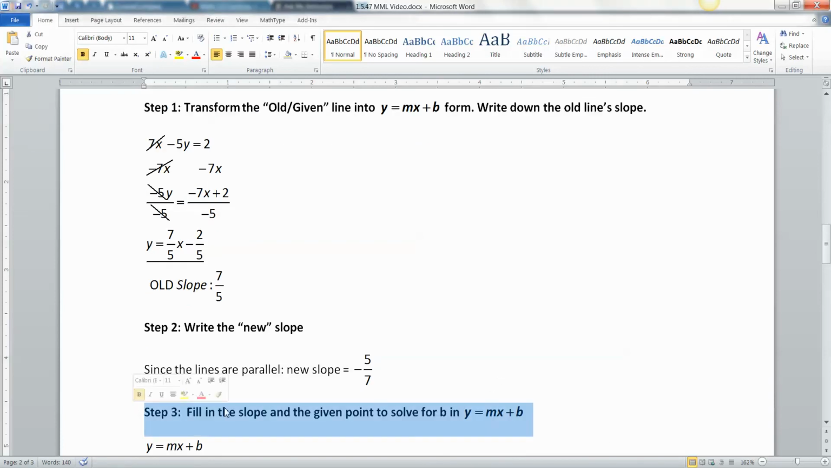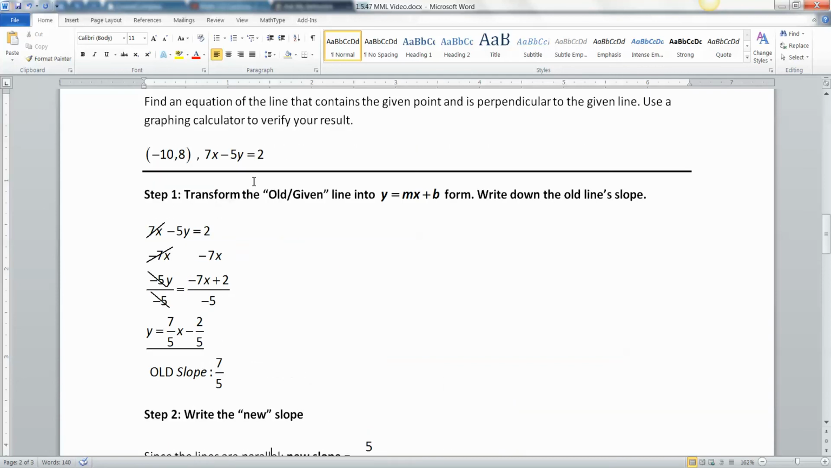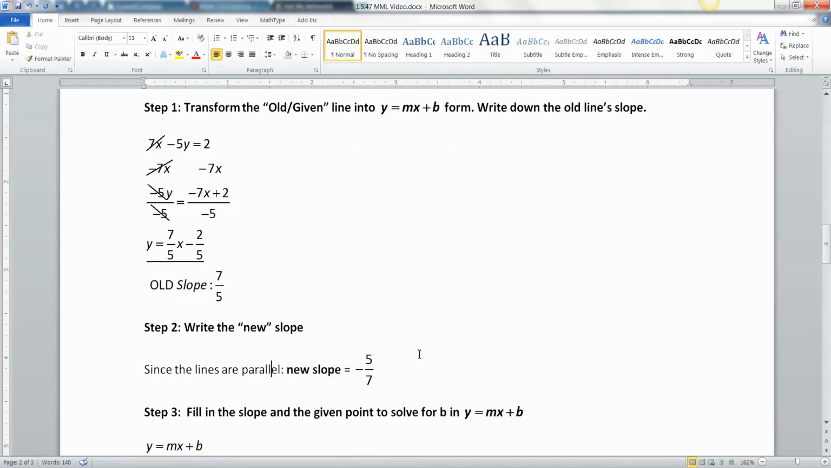Now for the last part, you want to take that slope that you just figured out, your new slope, and put it into the equation y equals mx plus b, along with the point that you were given for x and y, -10, 8. And you're going to solve it for b, right? Solve for b, right there.